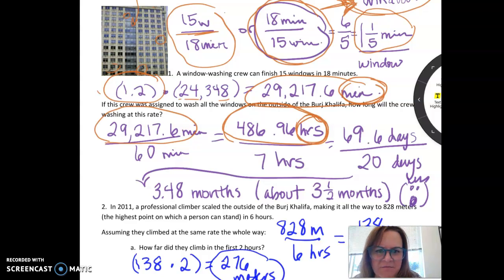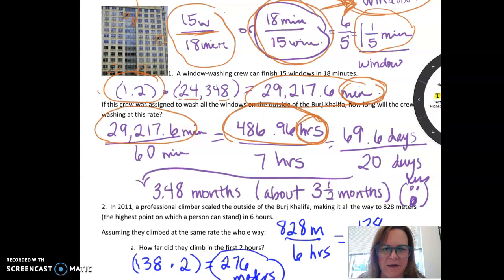And so what I did is I divided it by 7. Now you might be thinking, why didn't you divide it by 24? Because there's 24 hours in a day. Because they're not working around the clock. They're probably working about 7 hours a day. Usually there's an 8-hour workday, and then it's going to take them about an hour to get their stuff set up, get their ropes on, tear down their stuff at the end of the day. So I'm estimating that they probably have 7 hours of solid work time.